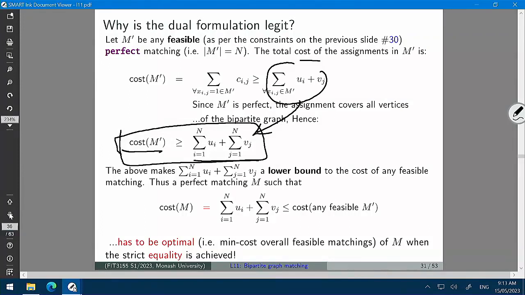matching. Okay? I'm going to go to the board for a bit.